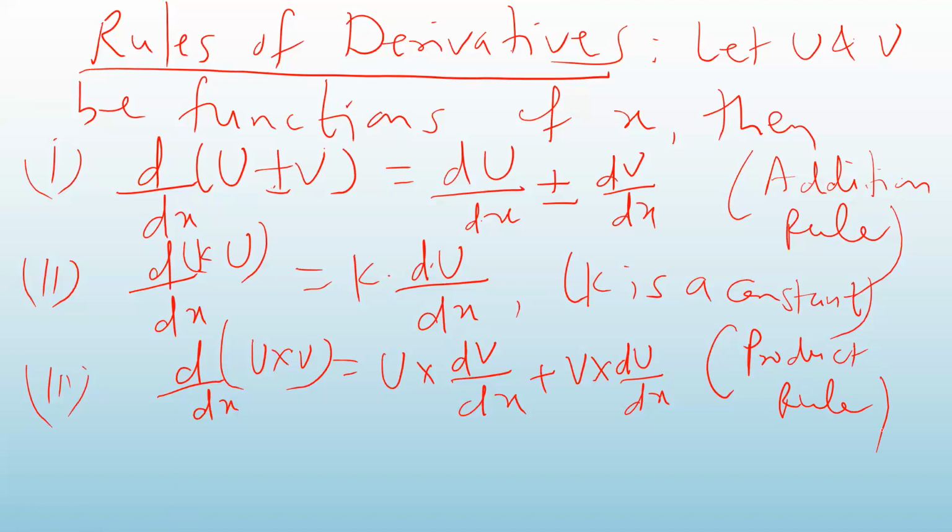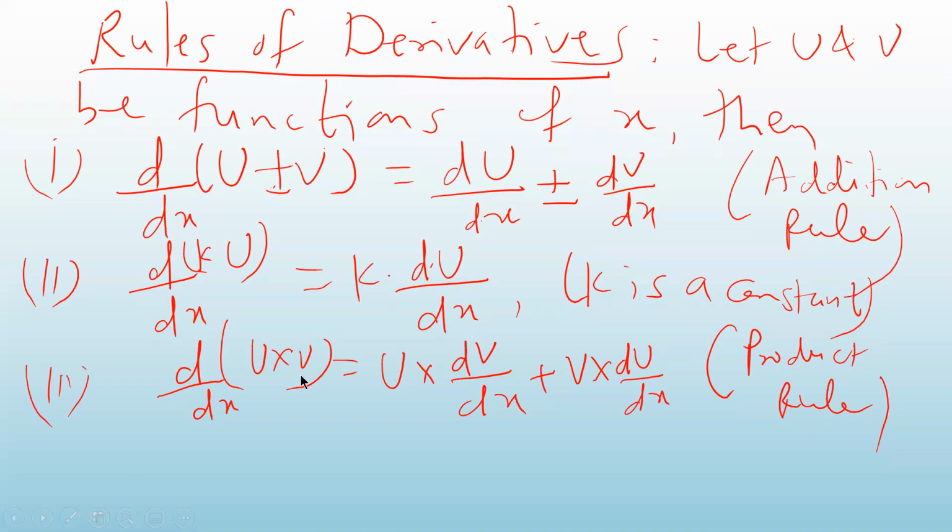Now today we are going to see the derivative of a quotient. That is the fourth rule. The problems on these three rules we have solved in the last class. Fourth one, derivative of a quotient.